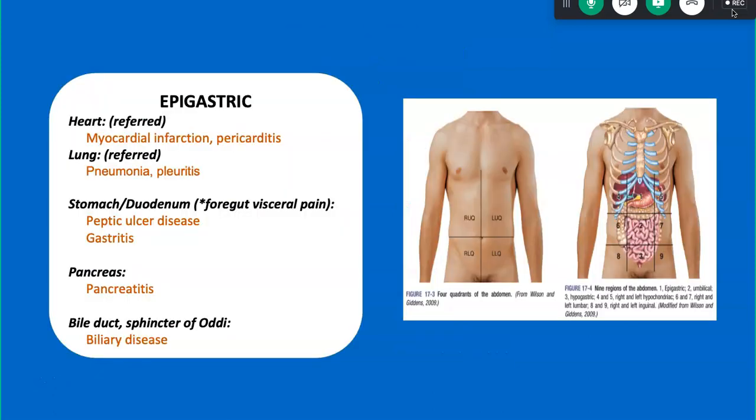In the epigastric region, as I mentioned, the things to think about are conditions that affect the heart and the lungs, which can both refer down to the epigastrium. We've already discussed this in our prior screencast, so we're going to skip those. But now we're going to talk about diseases that involve the stomach and duodenum and pancreas, and refer back to the previous slide for the biliary diseases, which may also sometimes present in the epigastrium.